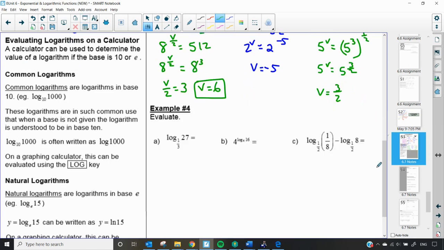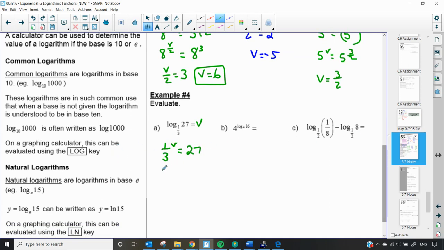All right, last set of examples here. We're being asked to evaluate log base 1/3 of 27. So 1/3 to the v equals 27. We're going to have to write both sides in base 3. So 1/3 in base 3 is 3 to the negative 1, to the exponent v, and 27 is 3 cubed. So we have 3 to the negative v equals 3. So if negative v equals 3, then we know that v equals negative 3.